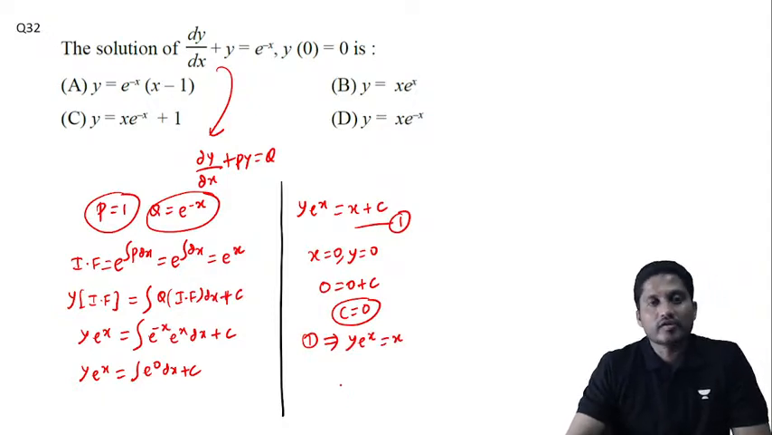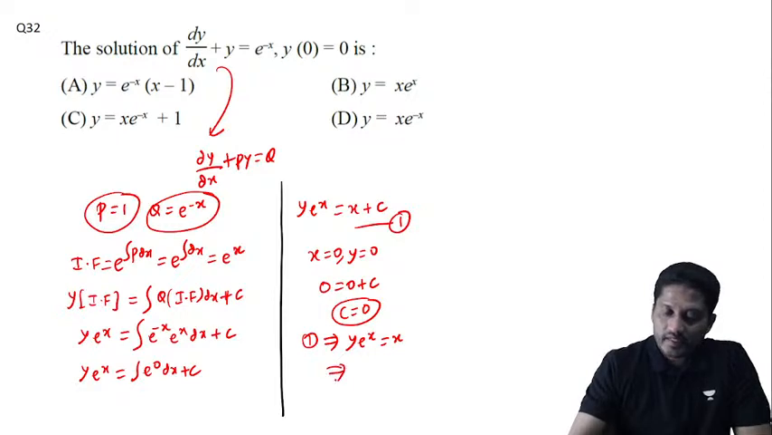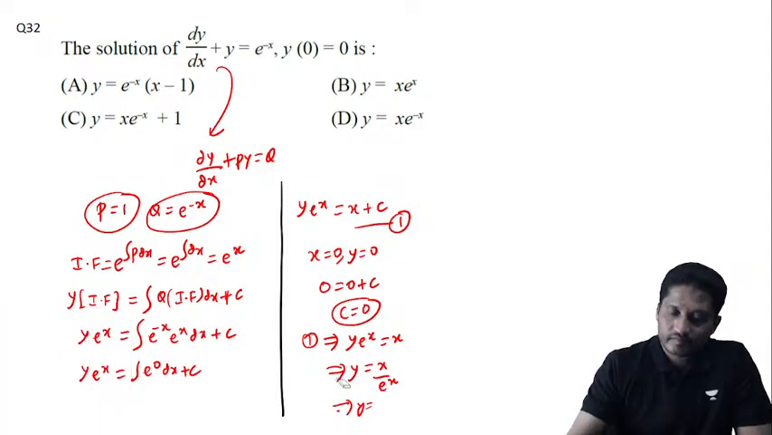You still don't get the option like this. I can write y is equal to x divided by e power x. This means that y is equal to x divided by e power x, that is y is equal to x into e power minus x. Answer is option D.